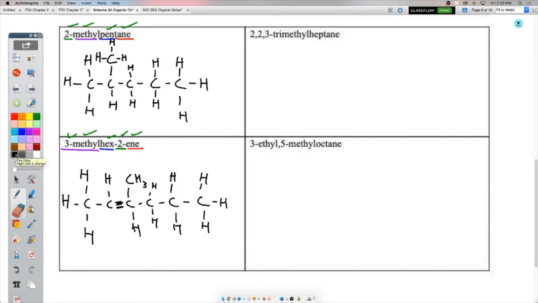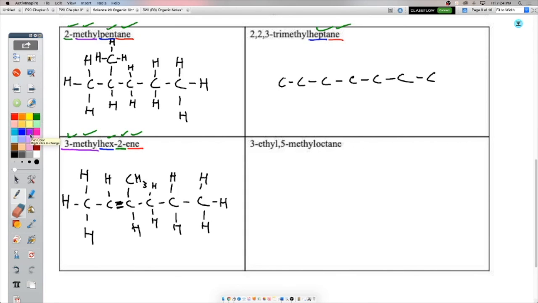Okay, let's do 2,2,3-trimethylheptane. So break it down. Start with the hept. Hept means 7 carbons. So 1, 2, 3, 4, 5, 6, 7. Okay, there we go. Hept, already done. Right? Okay, ane. Ane means no double or triple bonds, single bonds only. So, boom, that was easy. Done. No double or triples.